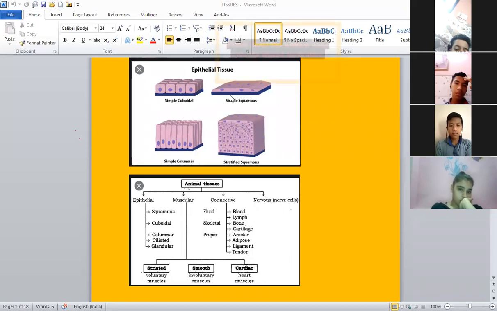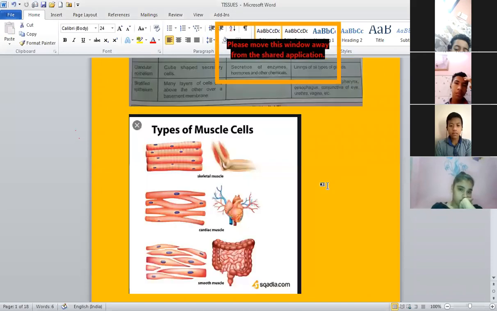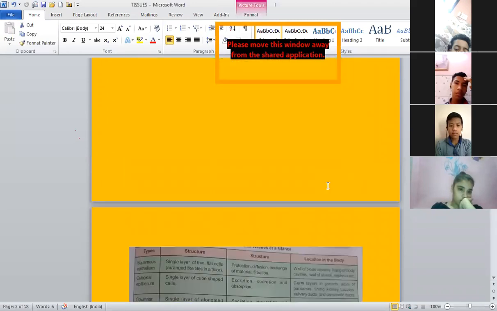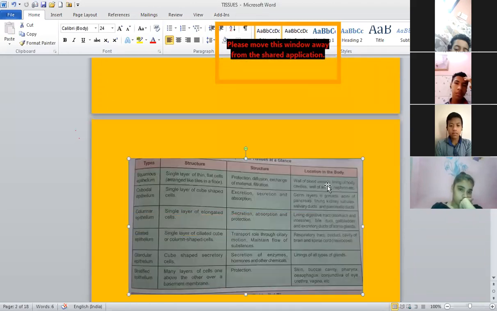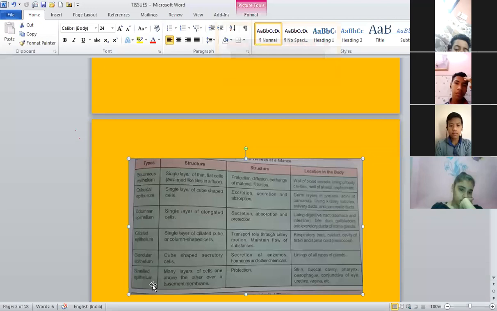So this was all about epithelial tissue. I'll show you their functions in a chart manner. See, this is a table. Different types of epithelium tissue: squamous epithelium, cuboidal epithelium, columnar epithelium, ciliated epithelium, then glandular epithelium, and then stratified epithelium.